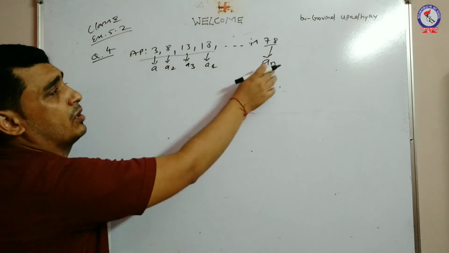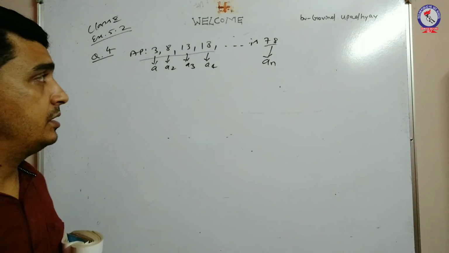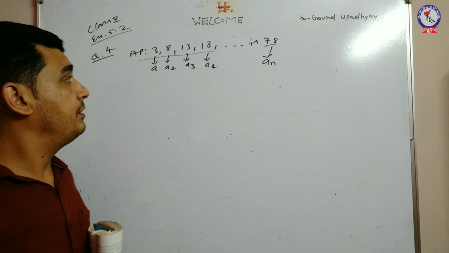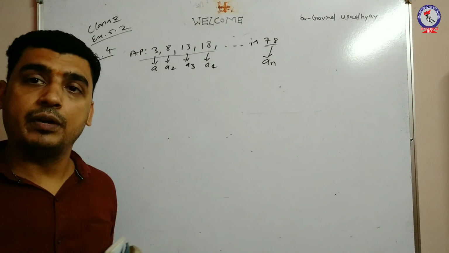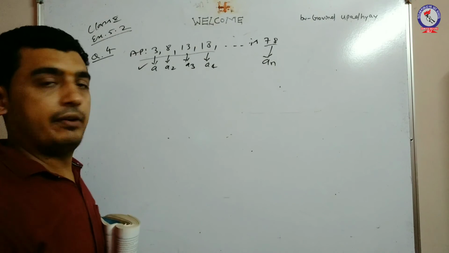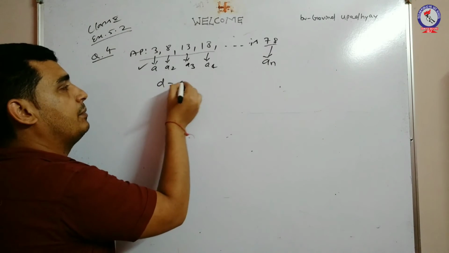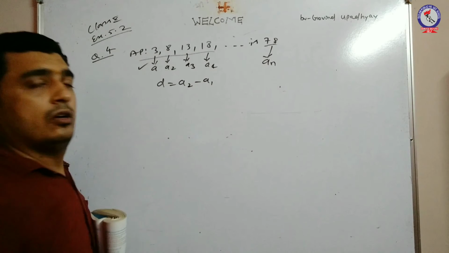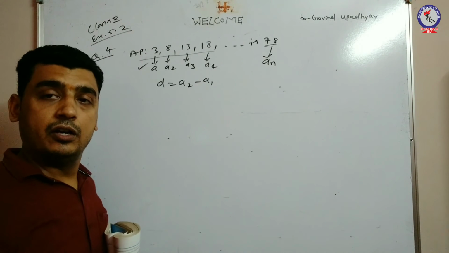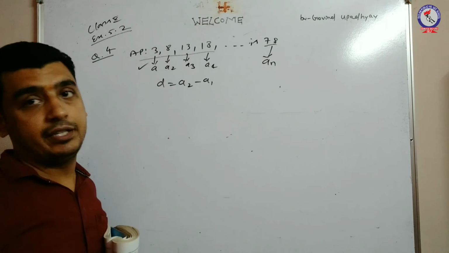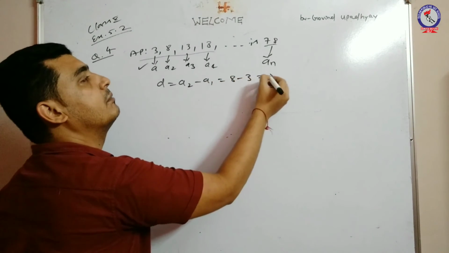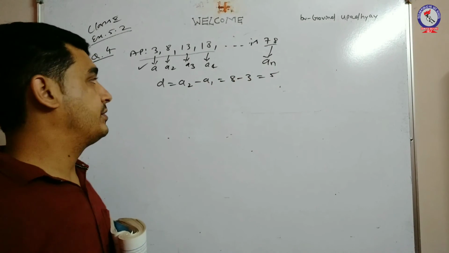Now the formula of AN will be A plus N minus 1 into D. But we don't know what the common difference is. We know that this is A, but what is the common difference? How to find it? D will be A2 minus A1. After subtracting two consecutive terms, we find the common difference. So A2 minus A1, that is 8 minus 3, will be 5. 5 is the D.